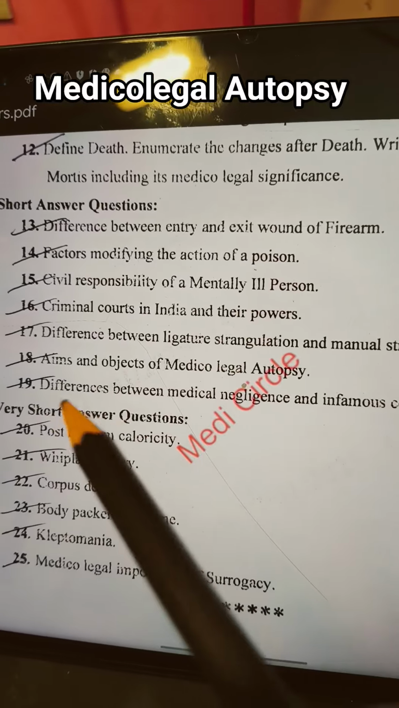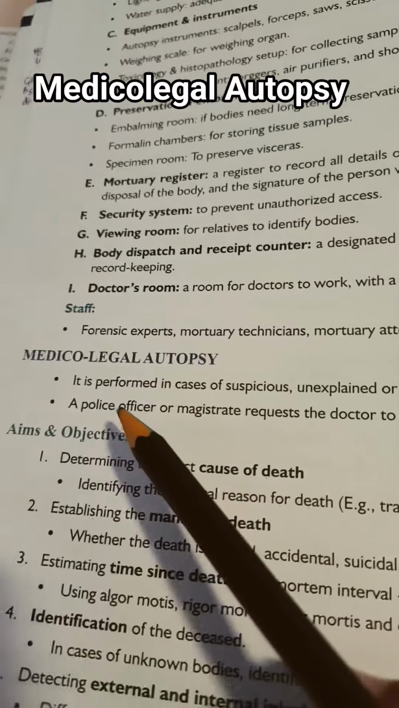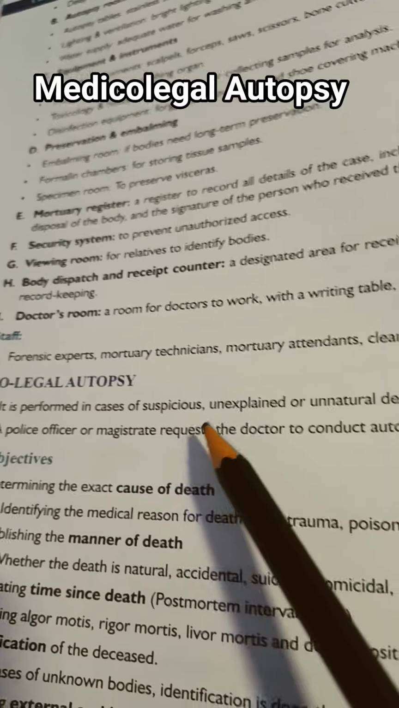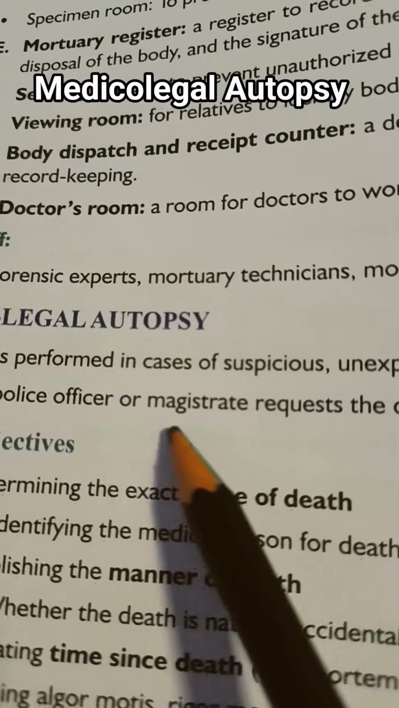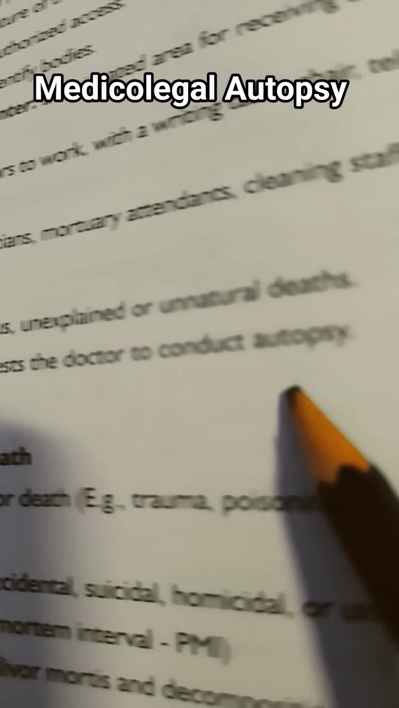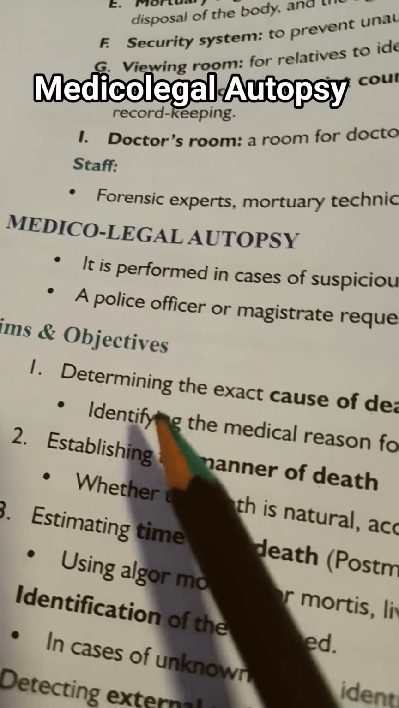Here is the question. Let's talk about aims and objects of medico-legal autopsy. So medico-legal autopsy is performed in case of suspicious, unexplained or unnatural deaths. A police officer or magistrate requests the doctor to conduct autopsy. What are the aims and objectives of medico-legal autopsy?